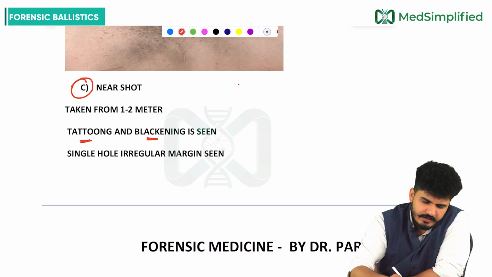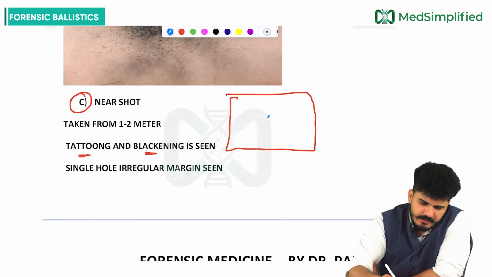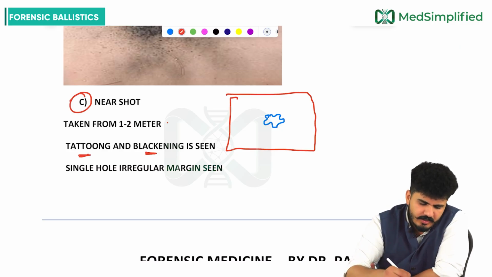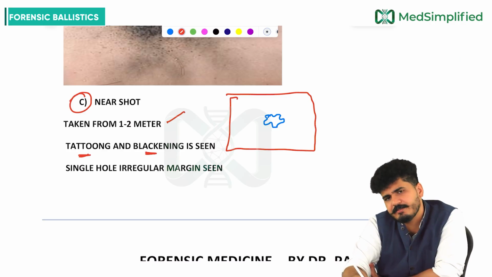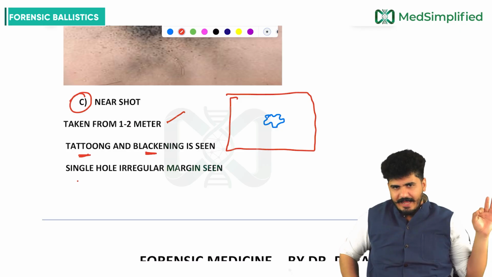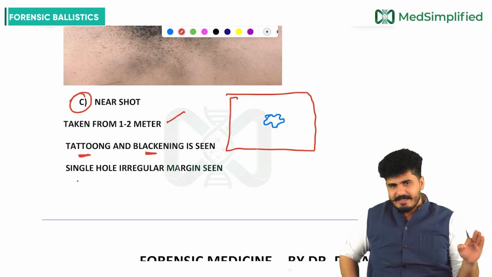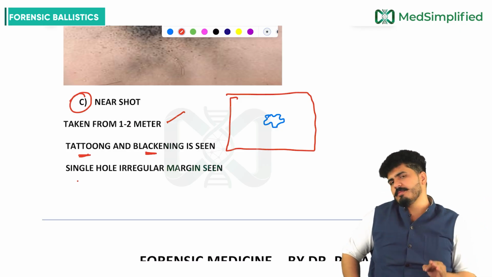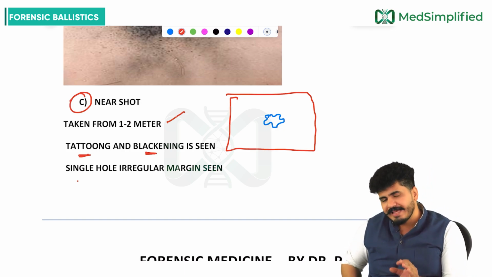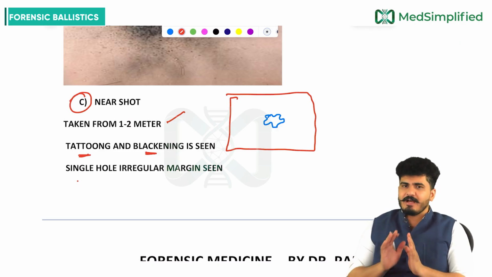Now if I show you with the help of this diagram, you will see a single hole will be there, but the margins are a bit irregular. This shot is taken from 1 to 2 meters. Still the dispersion has not yet started. Dispersion only starts after 2 meters. Complete dispersion will happen after 4 meters.